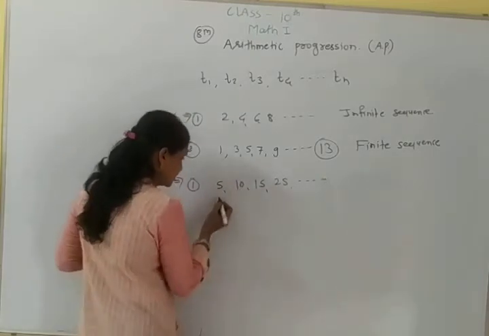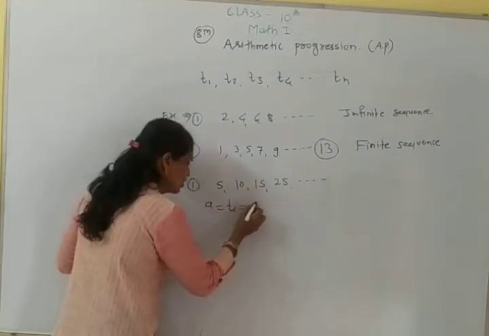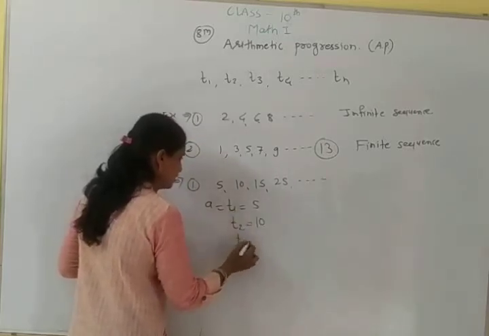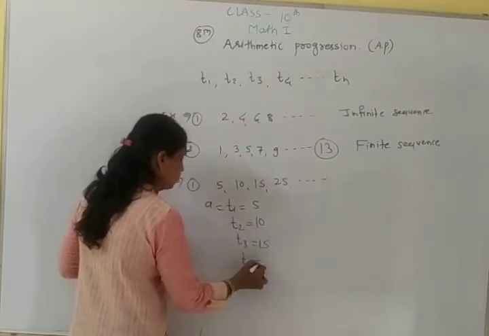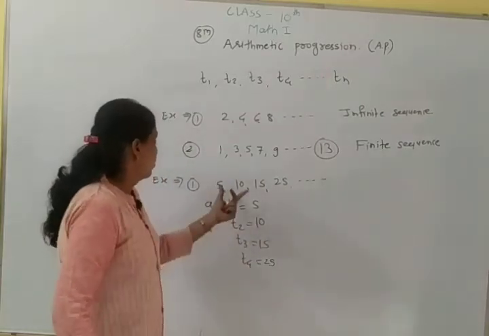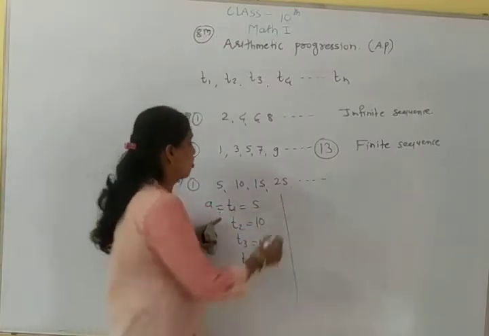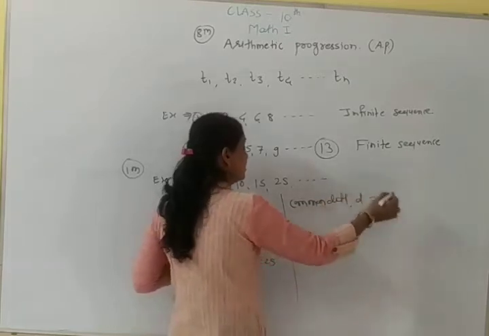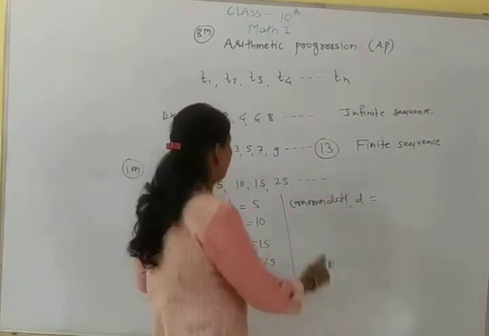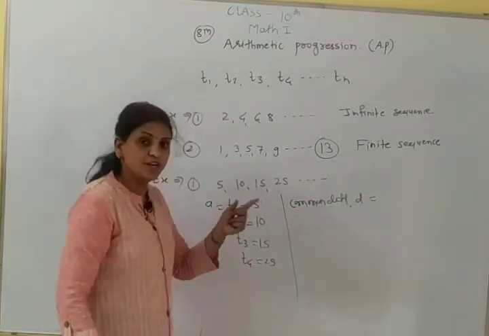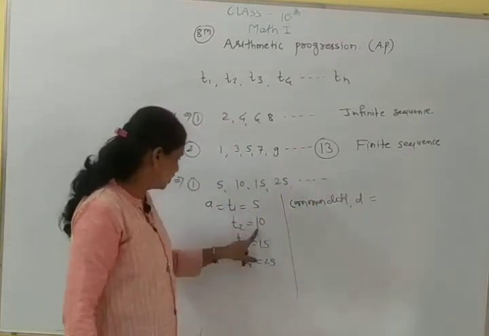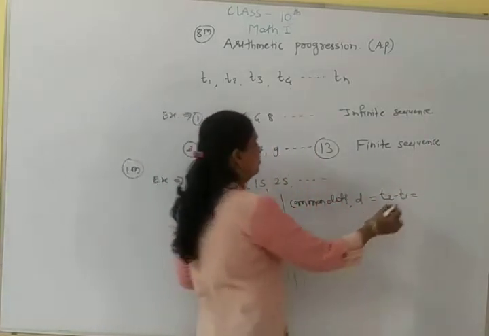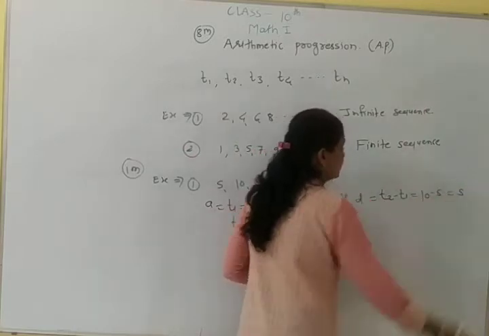So here the first term is T1, means A equal to T1 equal to 5. Then T2, the second term, is 10. T3 equal to 15 and T4 equal to 20. Then common difference, which can be denoted by small d, is equal to the difference between two consecutive terms, means T2 minus T1. D equal to T2 minus T1. T2 is 10 and T1 is 5, so the difference is 5.